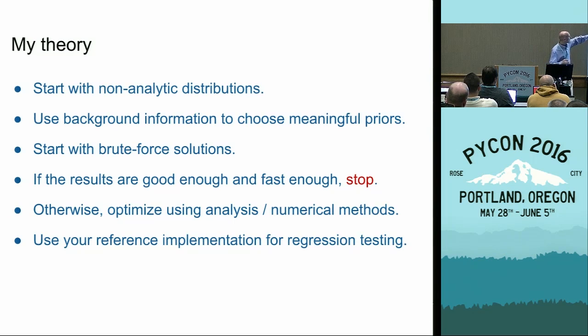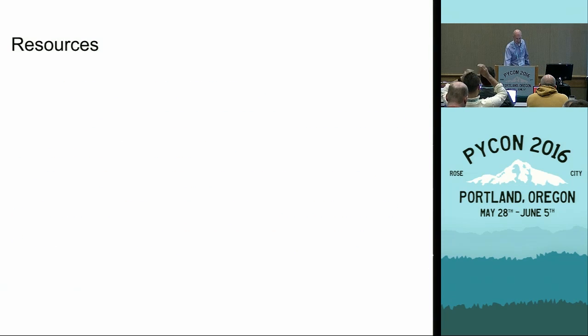But if you get to this point and it's not fast enough, well, you've figured out the hard part. You've got the model, you've got the likelihood function. Now you can do some optimization. You can break out analytic methods, you can break out numerical methods. Now you can make the thing fast, but you also have a reference. You have regression tests. Say, look, I know the answer, but it's slow. Now I'm going to optimize it and make sure I get the same answer. So this, I think, is a general good strategy for solving a lot of problems like this.